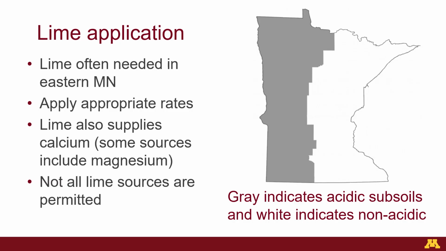You should sample your soils according to testing lab guidelines and consult the lab's recommendations and extension guidelines to determine appropriate lime application rates for your soils. When applying lime, be aware that it will also supply soil calcium, and some lime sources include magnesium as well. Not all available lime sources are permitted under the National Organic Rule.